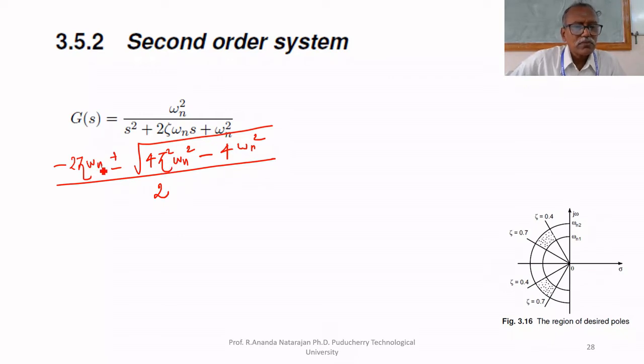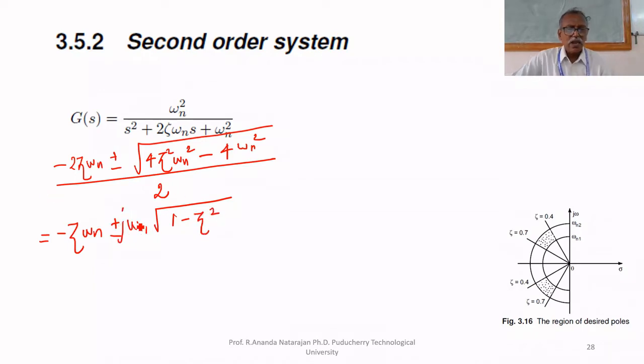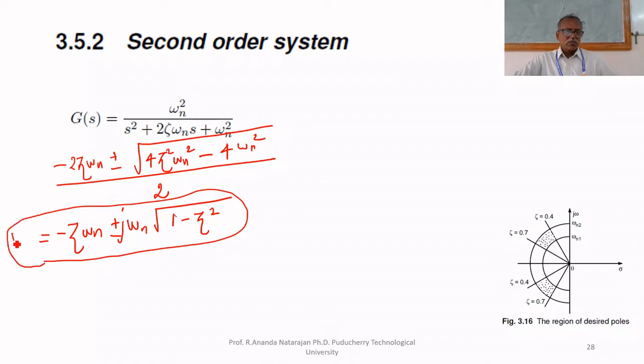So if you divide by 2, we get minus zeta omega n plus or minus omega n square root of 1 minus zeta square. Omega n is taken outside. J, you are taking the minus sign also. This is the location of poles P1 and P2.